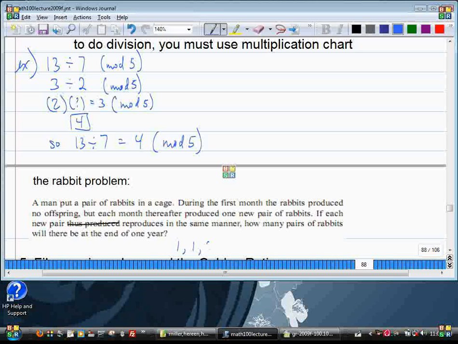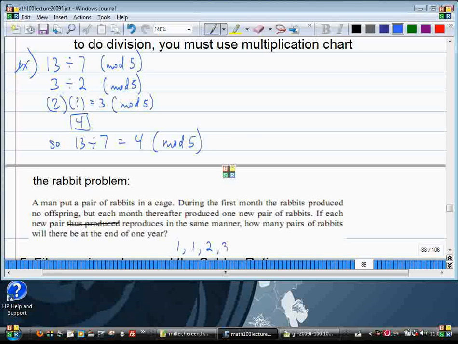Now, 1 month later, how many pairs of rabbits are there? Now, how do you get that? Do baby rabbits produce babies? No. Exactly. The adults do produce babies. So there's one adult pair of rabbits, they have offspring. The baby pair doesn't. So 1 month later, there will be 3 pair.